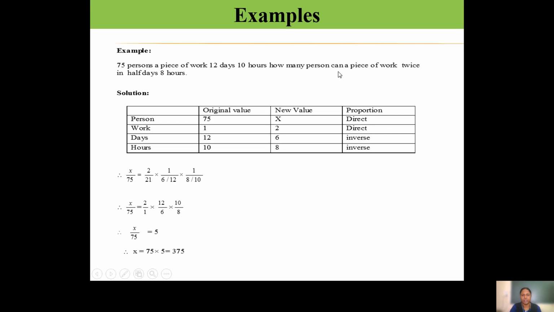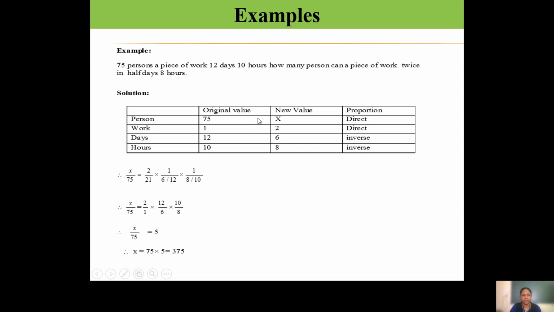Next, we have to see whatever is asked and whatever is given in the second half. We have to find how many persons do twice the work. Then, in half days, meaning here 12 days, we can use 6 days, and 8 hours. So we have filled in the information whatever is given. Now we have to identify the relationship or the proportion. Here we have to find how many persons.